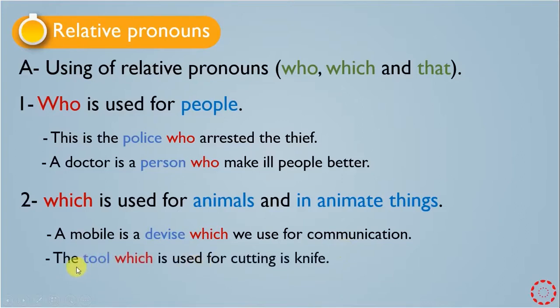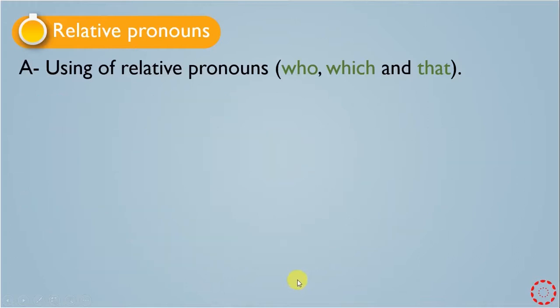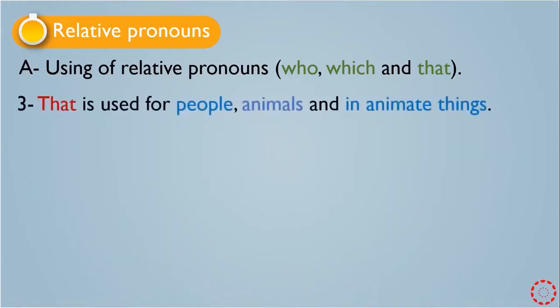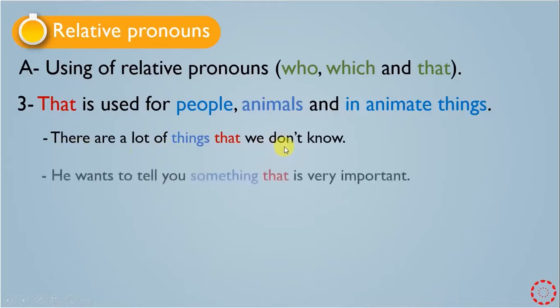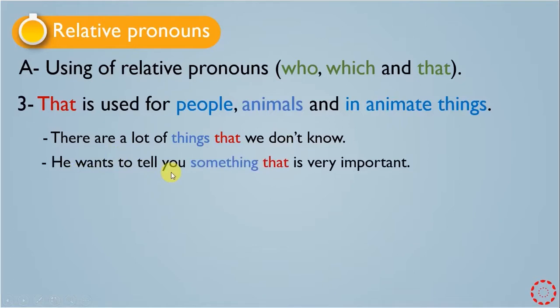Another example: the tool which is used for cutting is a knife. The third one is that, which is used for people, animals, and inanimate things. Look at these examples. The first one: there are a lot of things that we don't know. He wants to tell you something that is very important.